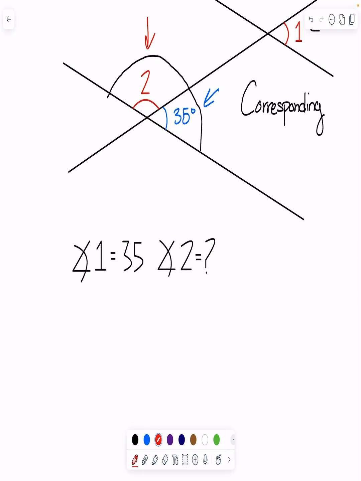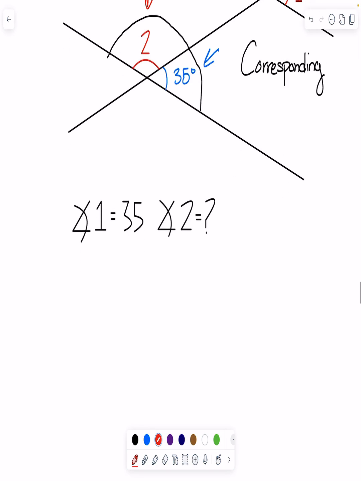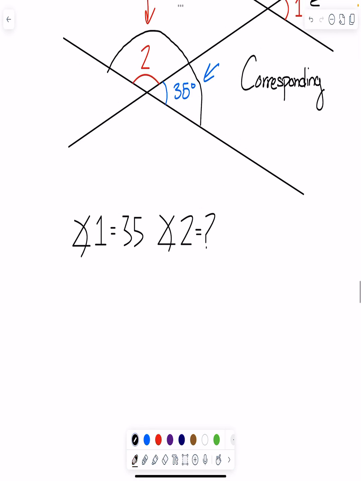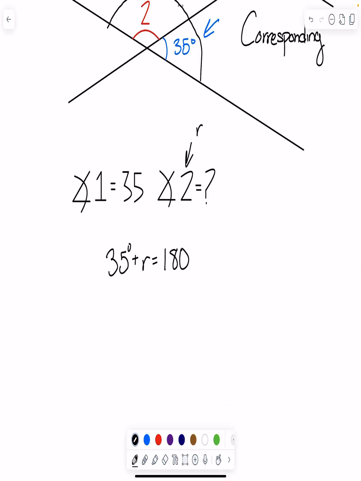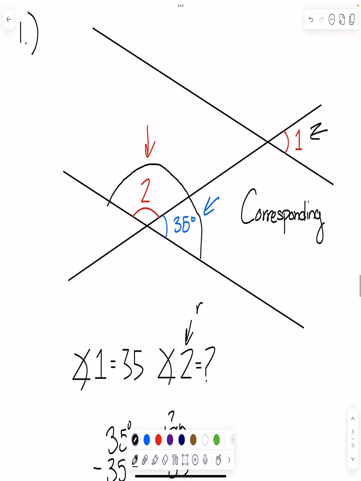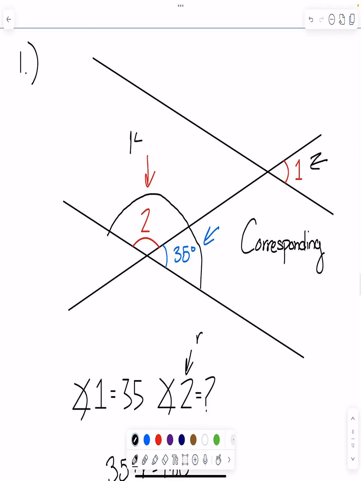Instead of a number, we'll denote number 2 as some variable so that it's not counterintuitive. We'll denote it as maybe R. So 35 plus R equals 180. In this case, we'll subtract 35 from both sides. So then angle 2 is in fact 145 degrees.